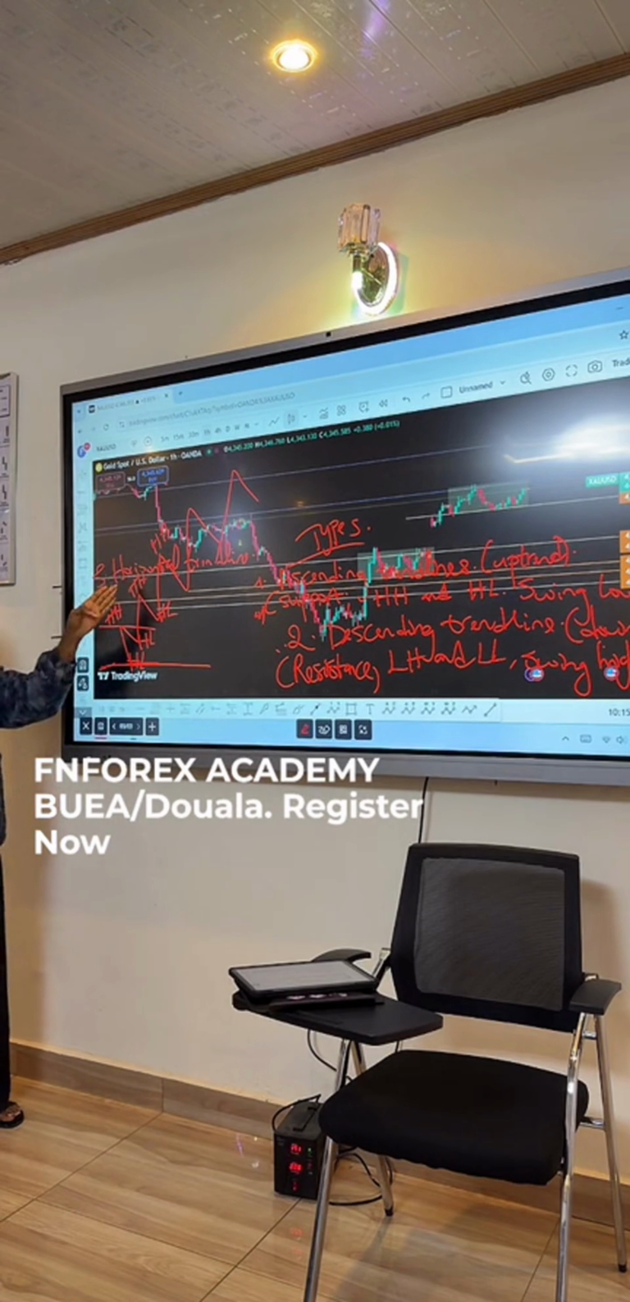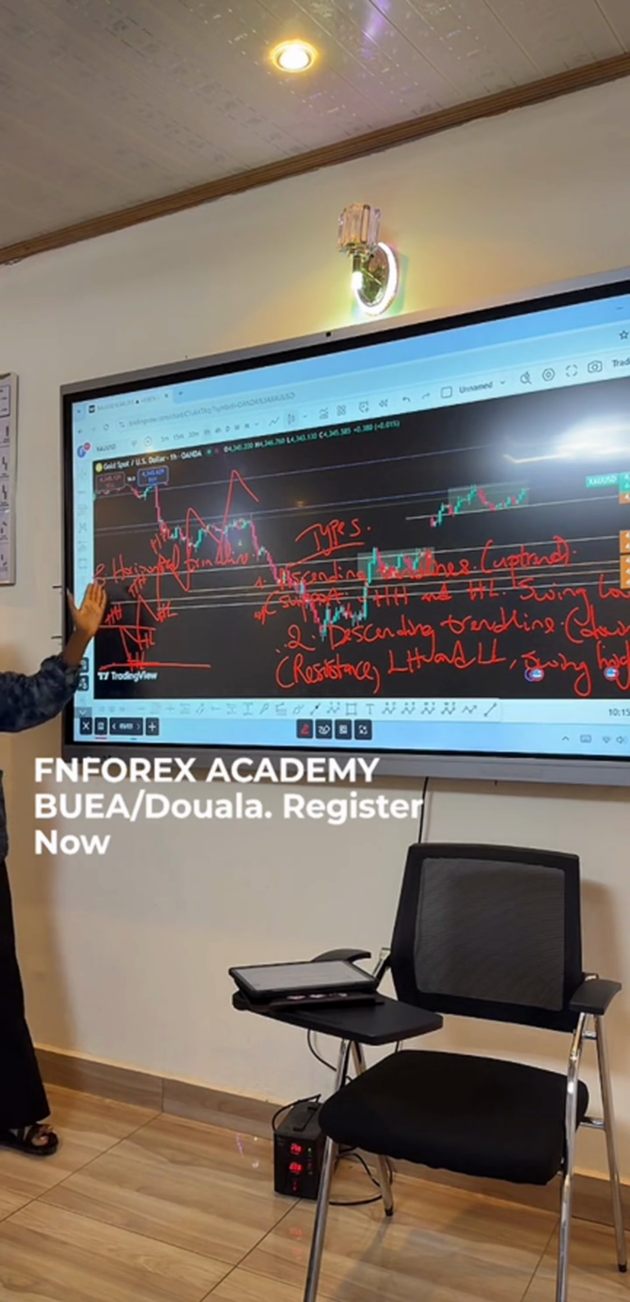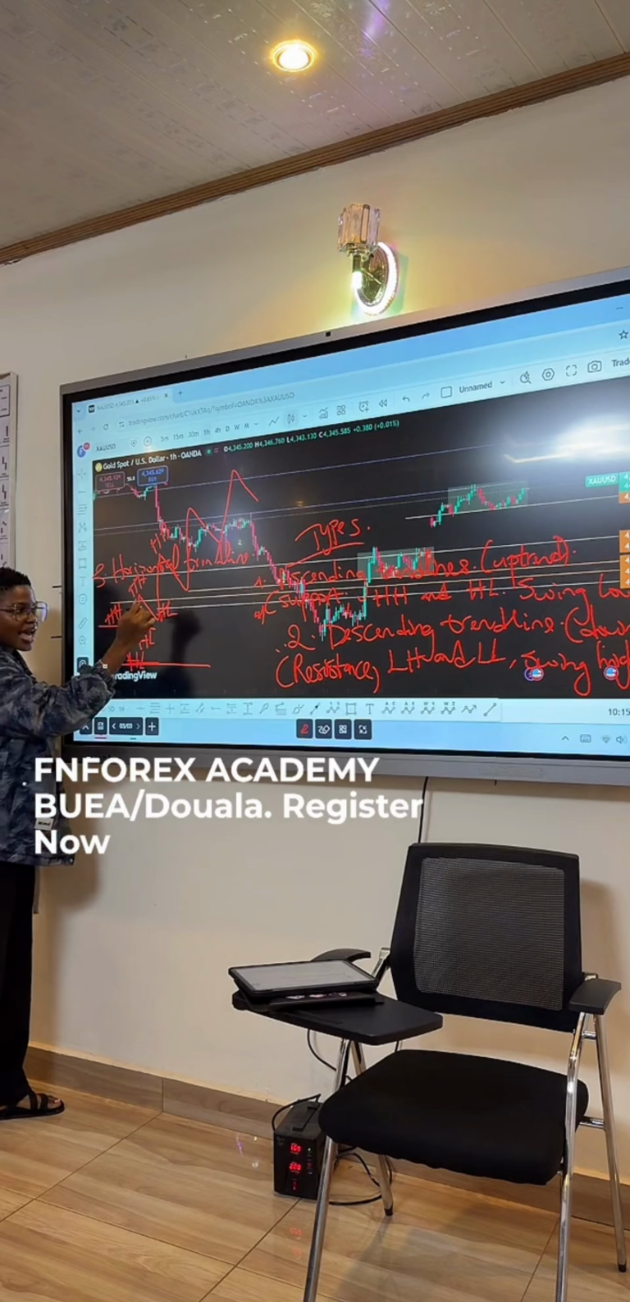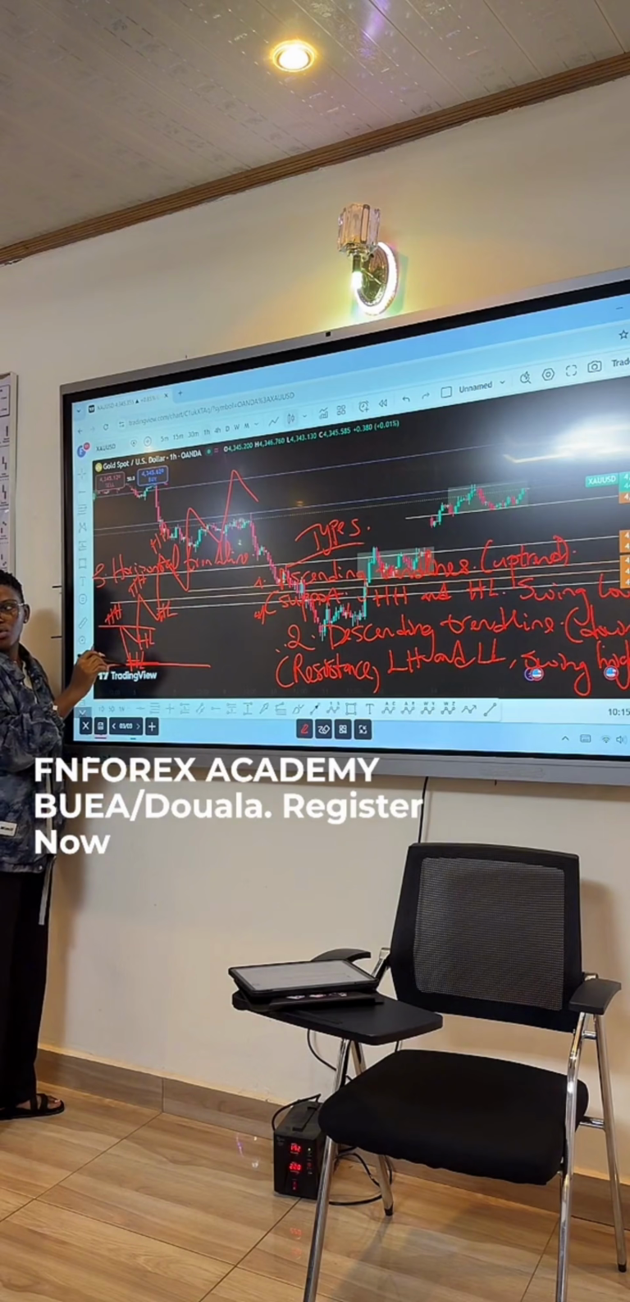The next we have higher high. This high is also higher than the previous high. It means gold is going higher. Even the lows are getting higher. The next, this high is higher than this other low.